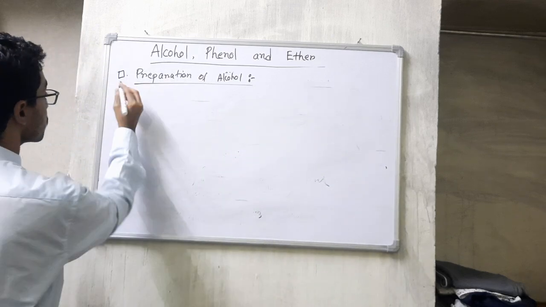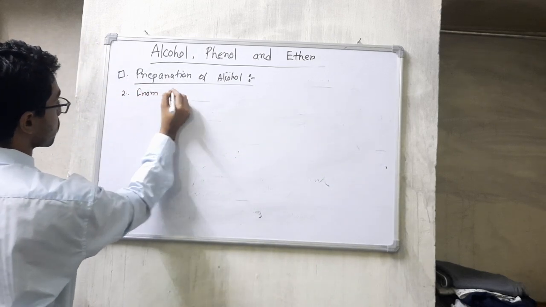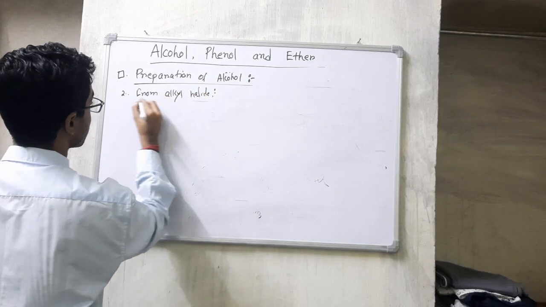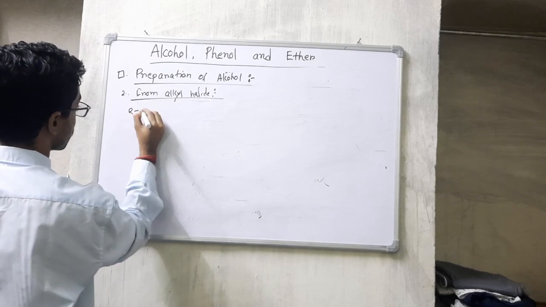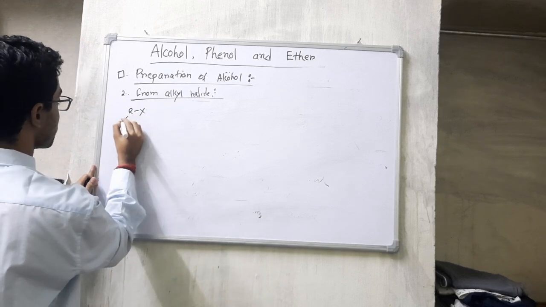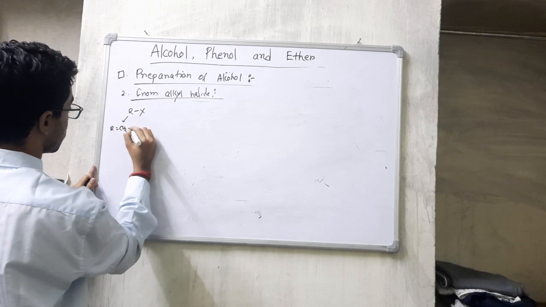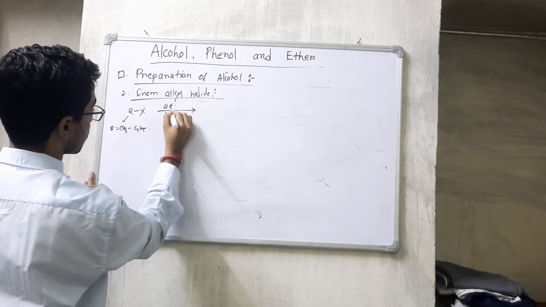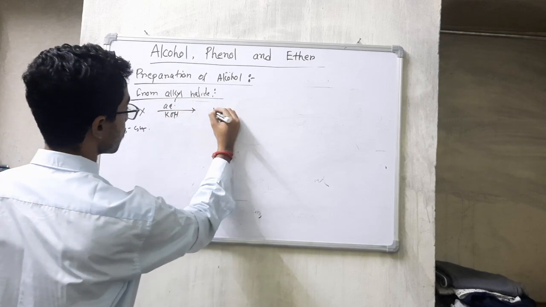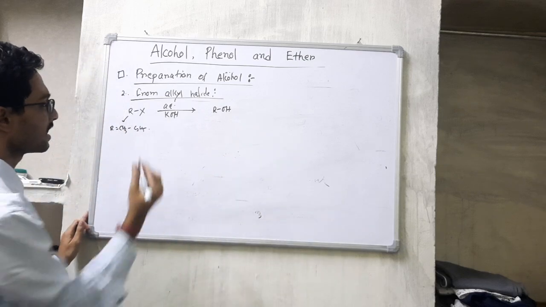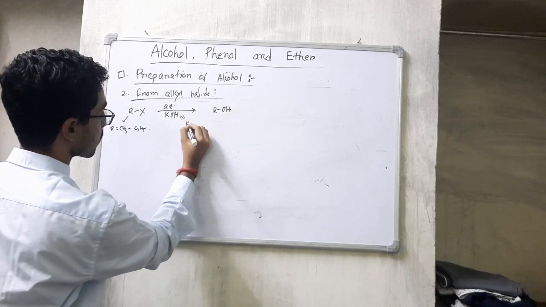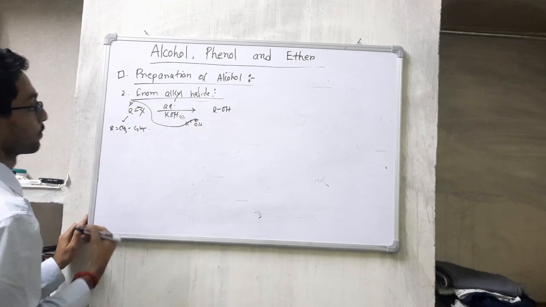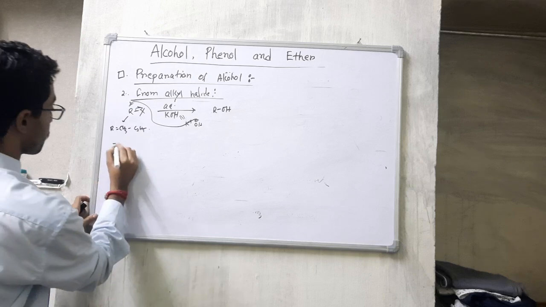So number 2 is from alkyl halide, RX, or maybe CH3, C2H5, any group. If we treat with aqueous KOH, then we get an alcohol. The mechanism is very simple. K plus OH minus attacks the carbon center and X is eliminated. We get ROH.